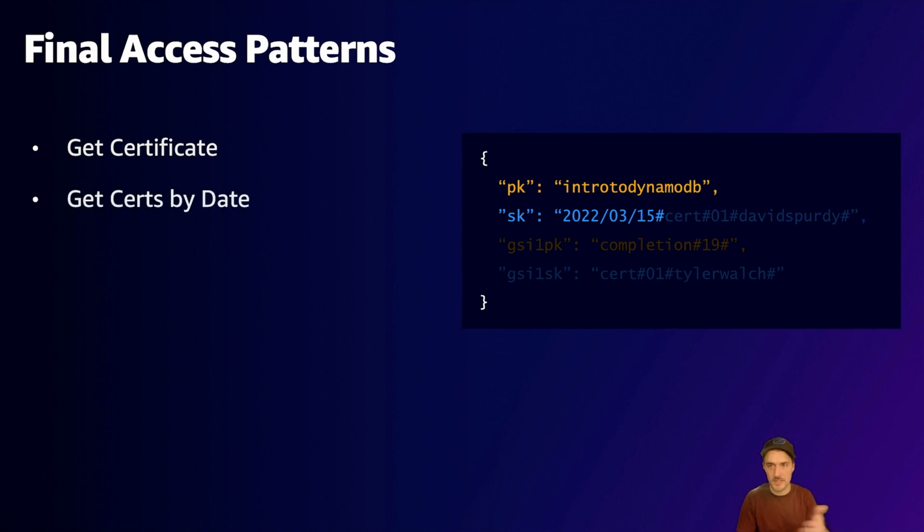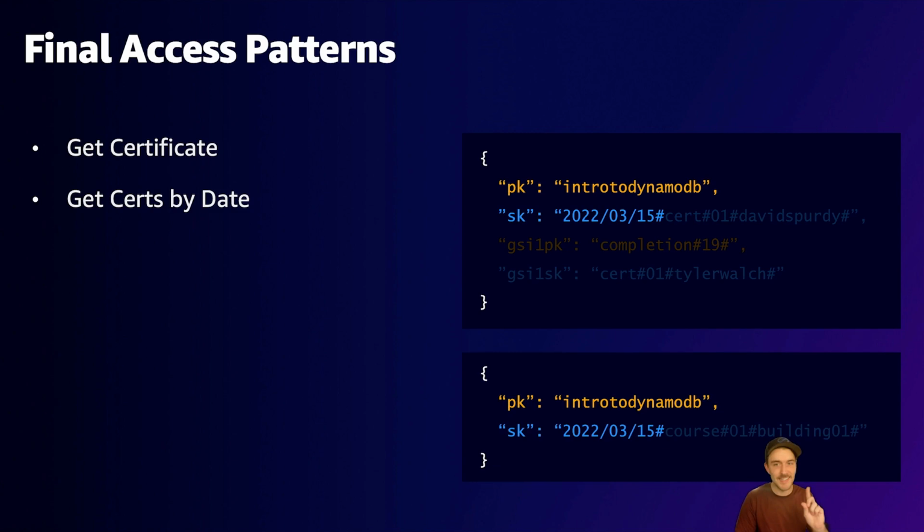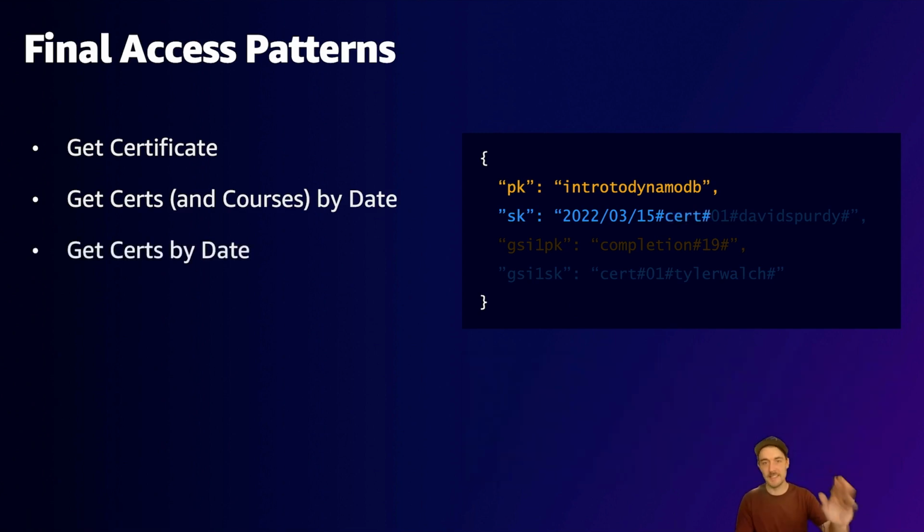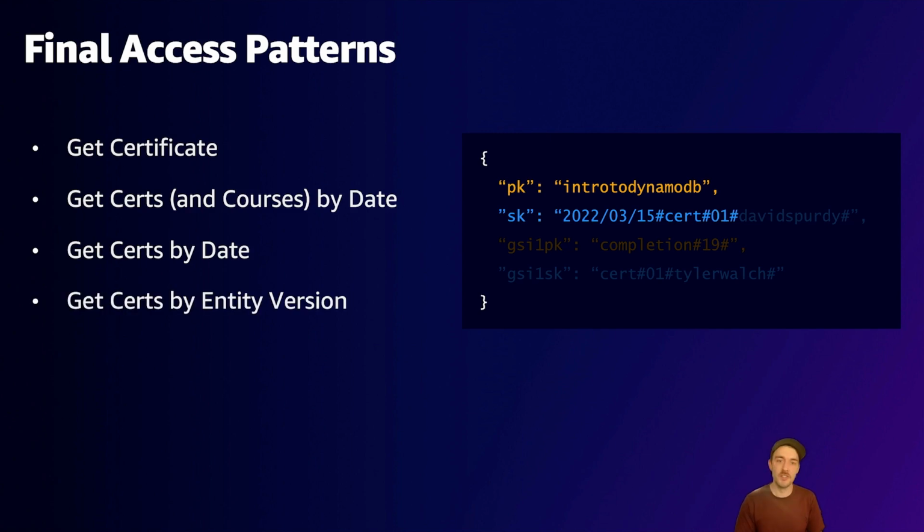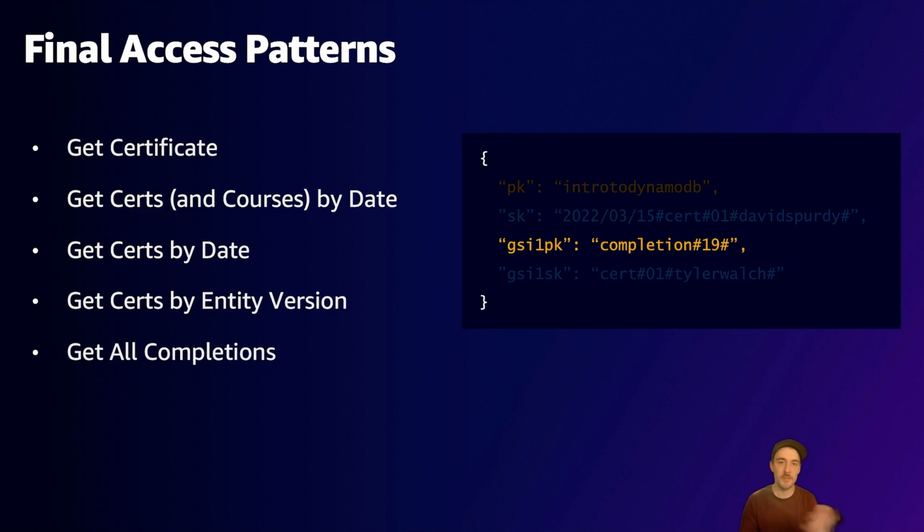You can get certs by date, but that's actually not certs by date. It's actually going to be certs and courses by date, but using the delimiter, and by having the static string, now we could get just certs by date. See how that worked? Certs by entity version and the date. A lot of times you'll just end up including the version no matter what, but there are reasons why you wouldn't. And then we also have getting all completions.